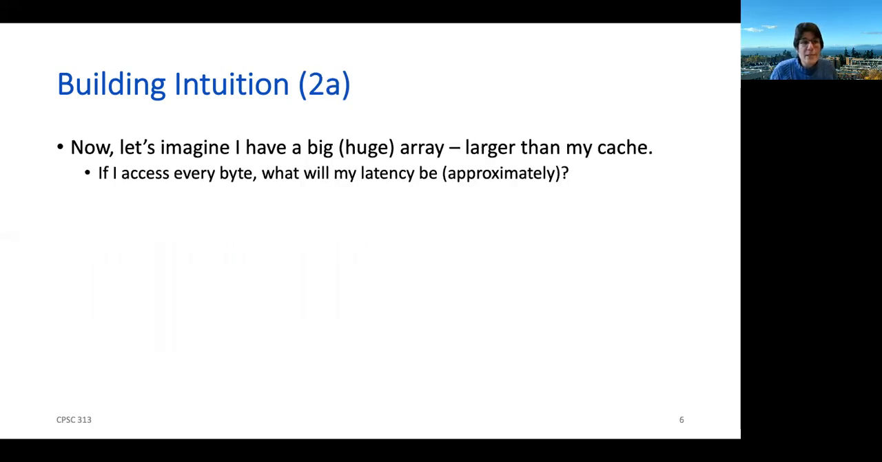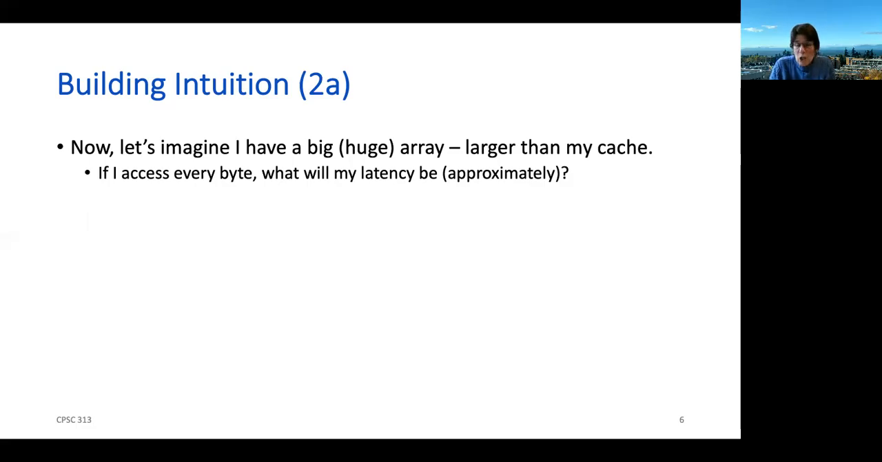We're going to move away from our teeny tiny array, and now we have a really big array, way bigger than the cache. So now, if you access every byte, what will your latency be? Well, let's see, it's bigger. So how do we think about this? My array is bigger than the cache, but I'm still accessing every single byte. So I'm still going to get a lot of hits.